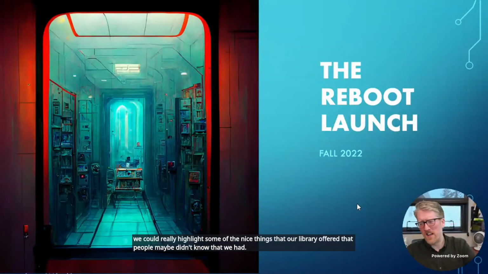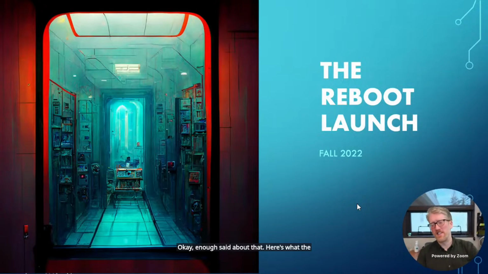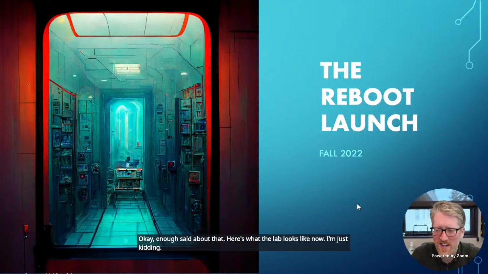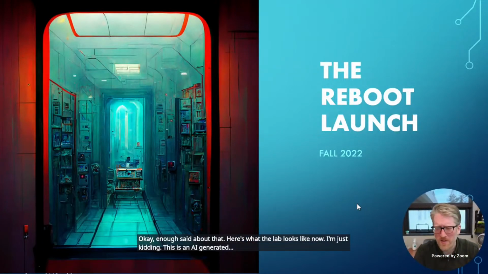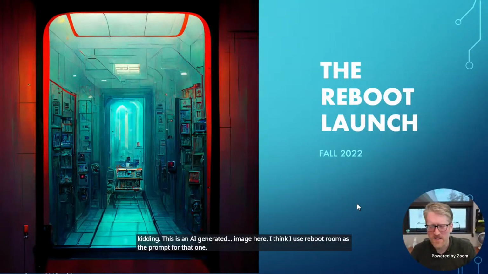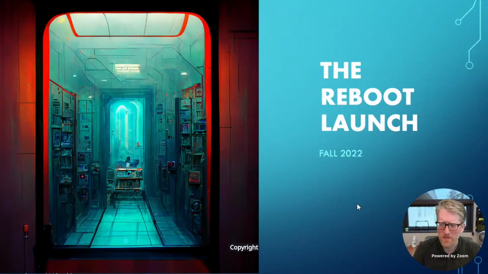Okay, enough said about that. Here's what the lab looks like now. I'm just kidding. This is an AI generated image here. I think I used Reboot Room as the prompt for that one. Copyright to DALL-E for this, not me.